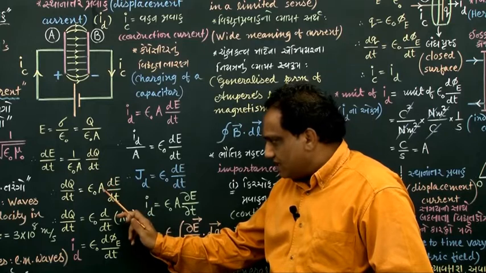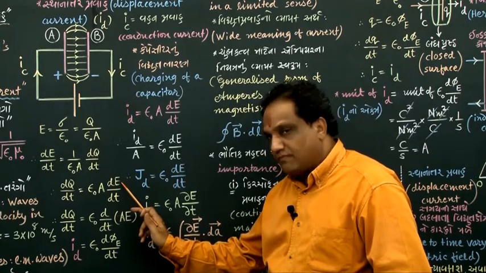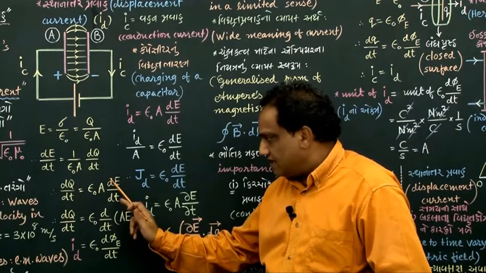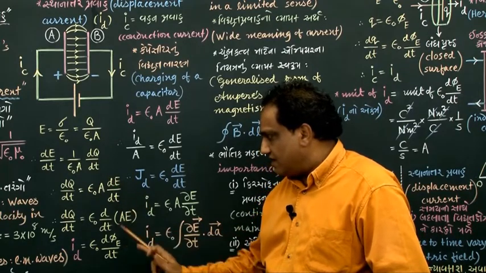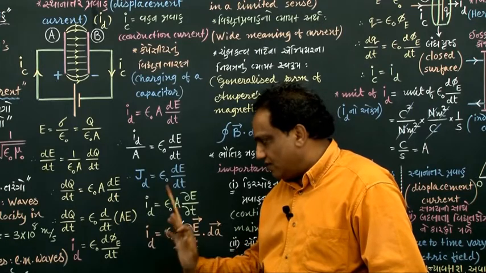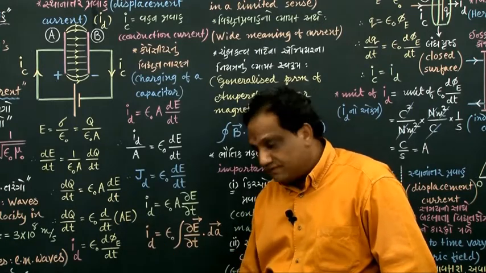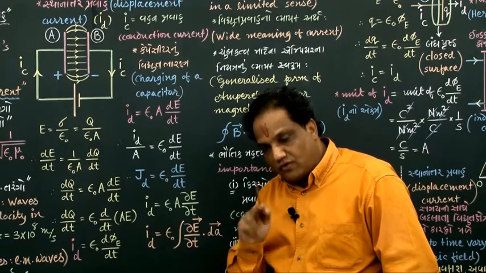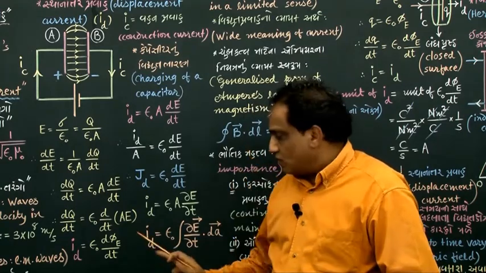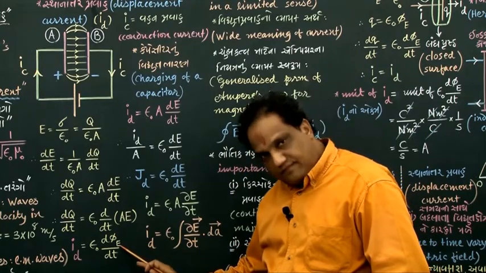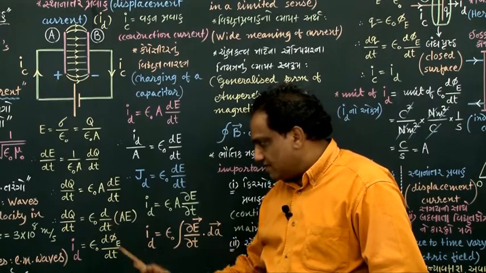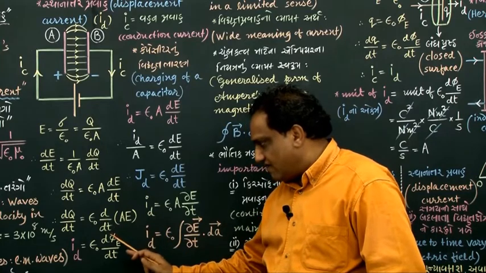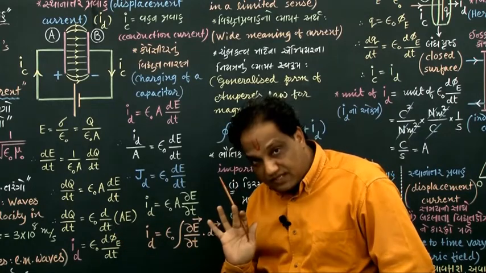Now you can take this A inside the symbol of derivative because it is constant. So now you can rewrite d by dt of A into E. But you know very well that this area into electric field gives you the electric flux, shown by the symbol phi E. So epsilon 0 as it is, d by dt as it is, and in place of this I write phi E, that is electric flux.